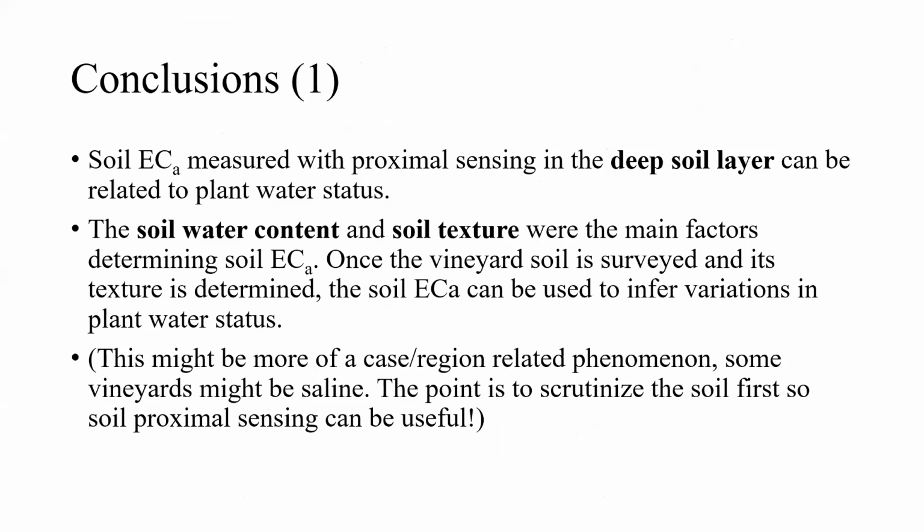So to conclude the first section, the soil ECa measured with proximal sensing in the deep soil layer can be more closely related to plant water status. The soil water content and soil texture were the main factors determining soil ECa in our case. Once the vineyard soil is surveyed and its texture is determined, the soil ECa can be used to infer variations in plant water status. And this might be more of a case or region related phenomenon.